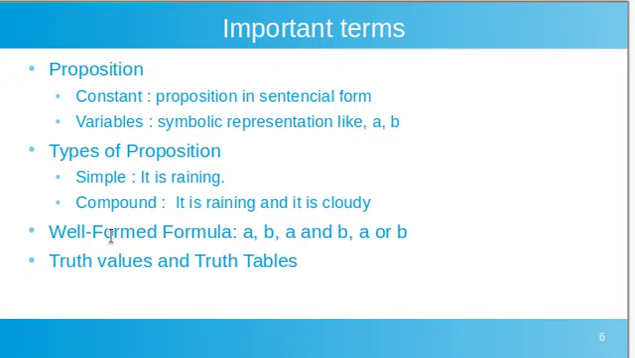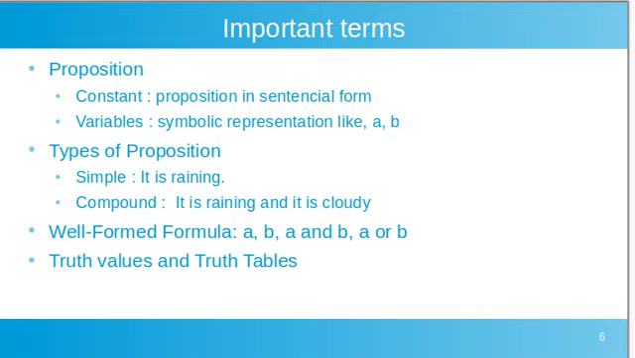Now well-formed formula. A well-formed formula is when the proposition is represented by variables. Even a simple proposition can be a well-formed formula, like "it is raining": when it is represented by variable A, it is a well-formed formula. It can be only B, it can be A and B, that is, it is raining and it is cloudy. It can also be a well-formed formula when represented by two variables, or it can be A or B. So these are well-formed formulas.